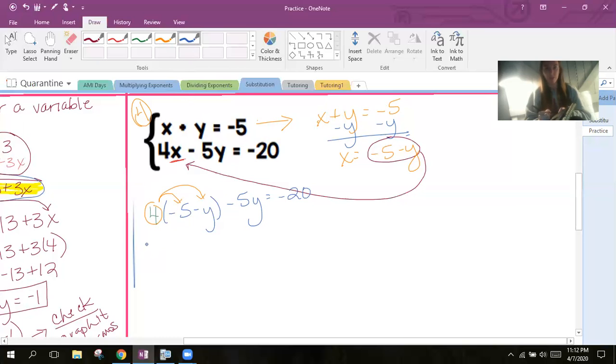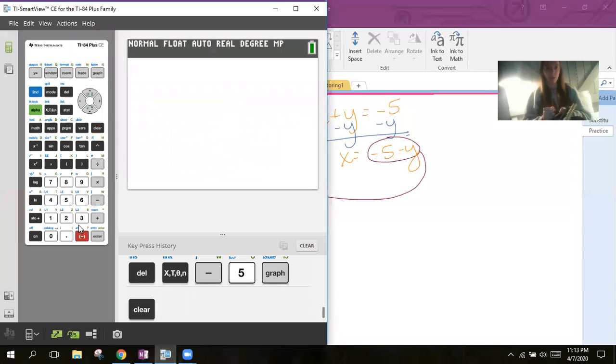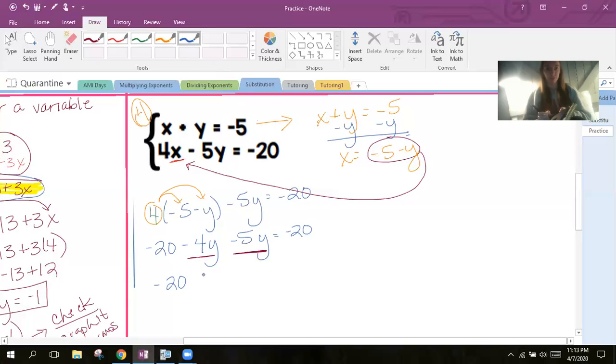Okay, so 4 times negative 5 is going to be a negative 20. 4 times a negative y is going to be a negative 4y. And then I'm just going to rewrite the rest of my equation. Okay, then I'm going to combine my like terms. I have a negative 4y and a negative 5y. So I'm going to bring down my negative 20. Negative 4 minus 5. Just to be safe, plug that into your calculator. Negative 4 minus 5, negative 9. Negative 9y equals negative 20.